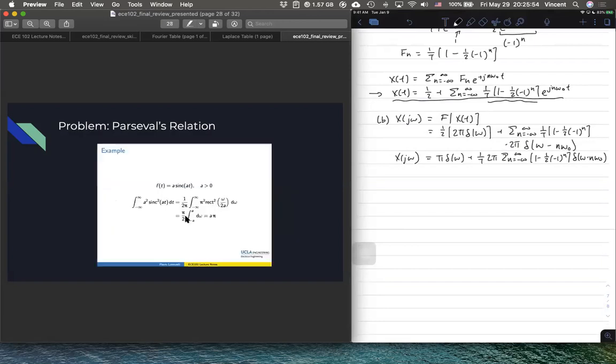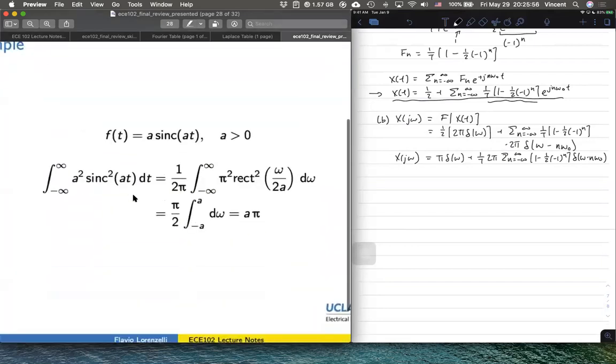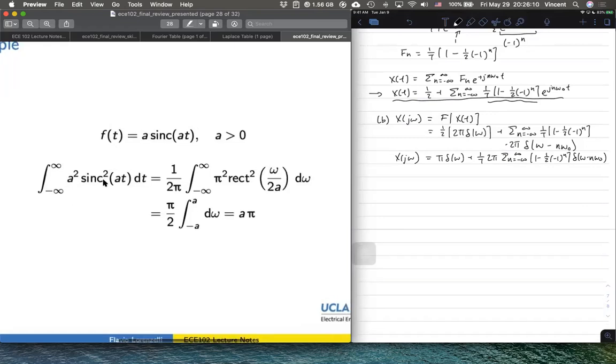So this is a small example of how it's used. If you're asked to compute the energy of a sinc function, you'd plug that into the integral and it'd be sinc squared. And you could try integrating that, but it'd be extremely difficult. So an easier way is to transform the sinc into the Fourier transform representation, which is rect. And then you can compute the integral much easier that way.